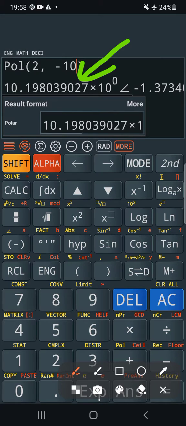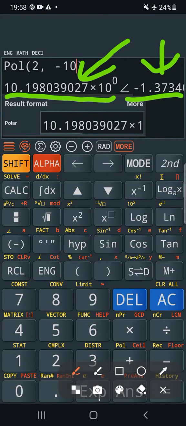This value, from this point to this point, shows the magnitude, and this particular value shows the angle. With the help of this we can say that 10.198 has an angle of minus 1.3734 degrees. So like this we can convert from rectangle form to polar form. I think you are clear now.